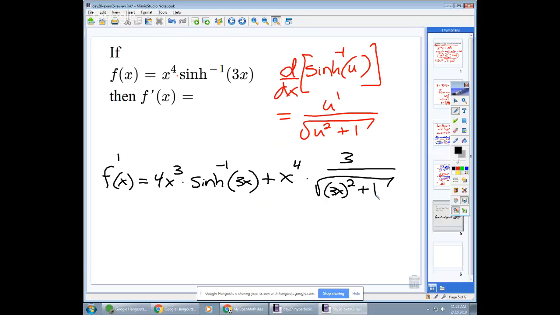This really doesn't clean up much. The best I can do is factor out an x cubed maybe, but that doesn't really make my life better, so that's the answer. So in this case, I just have to apply the product rule and the chain rule version of the derivative of the arc sinh, the inverse hyperbolic sine. Do you get how I did that? Does that make sense? Okay.